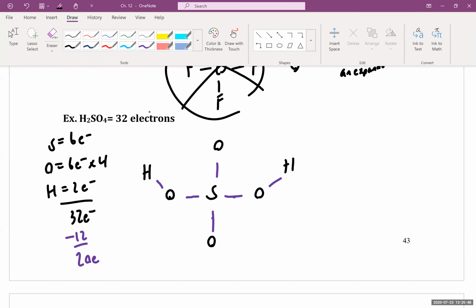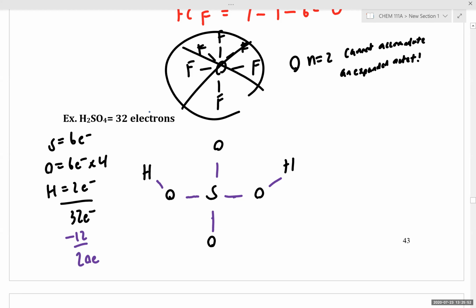Now, where do we place our lone pair electrons? What atoms need additional lone pair electrons? Oxygen, yep. So we'll add lone pair electrons to each oxygen to complete its octet. In this case, we've used up 6, 12, 16, 20 electrons. So this is the structure that you would draw if you did not consider expanded octets. Now, if we look at the formal charge of sulfur, we'll begin to see something a little bit interesting.